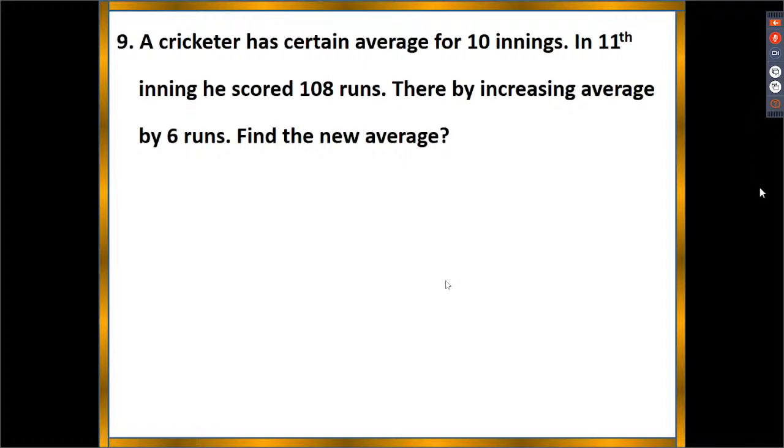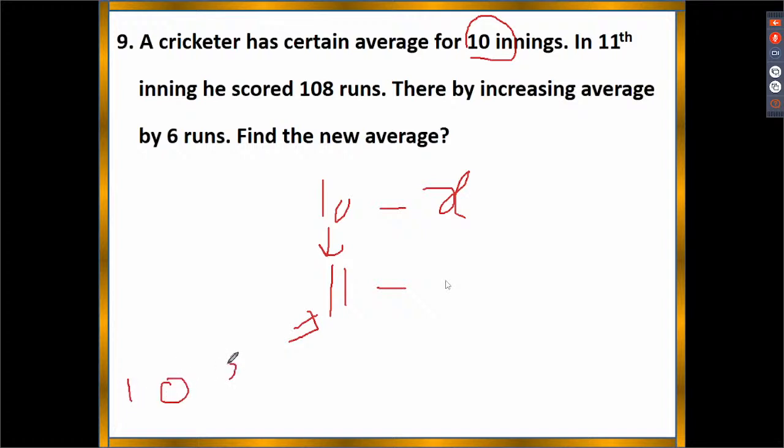So first of all, please note down what exactly they have given, then it will be easy for you. 10 is the old innings, and 11 is the new number of innings. Very clear, the number of innings is increasing. So up to 10 innings, we don't know the average, it is X. But in the 11th inning, the newly added inning, the score is 108. Due to that, the average is increasing by 6 runs, X plus 6. Then find the new average.